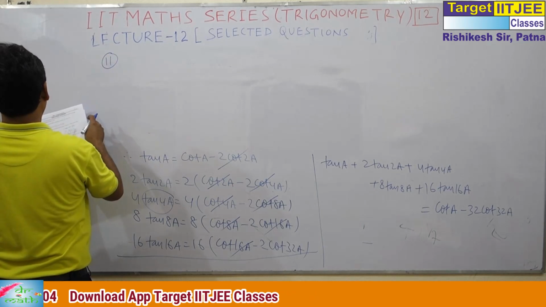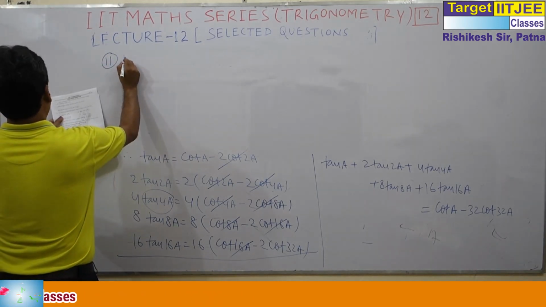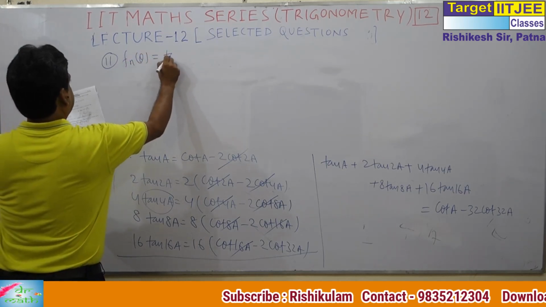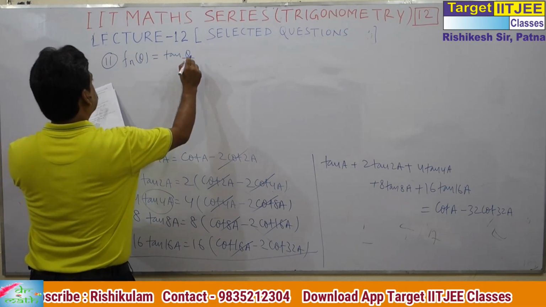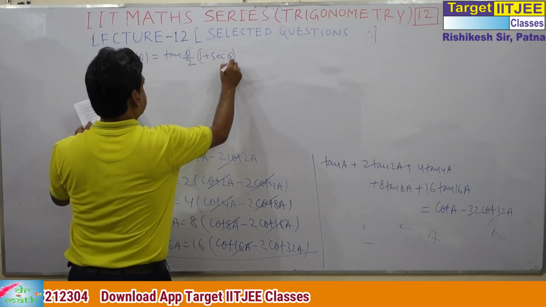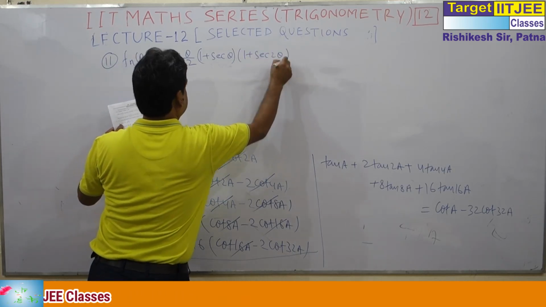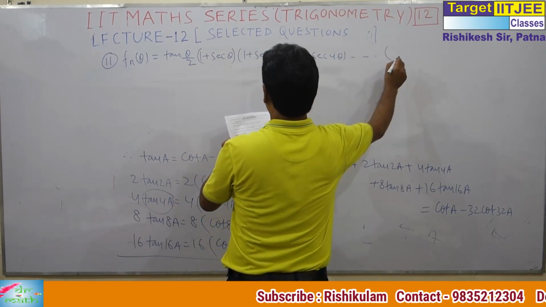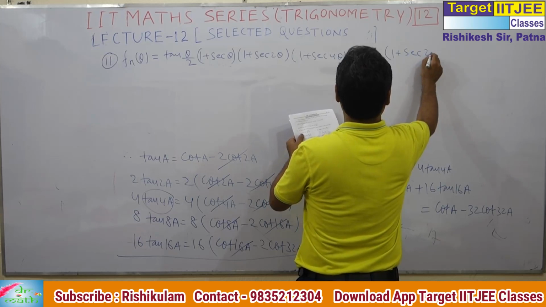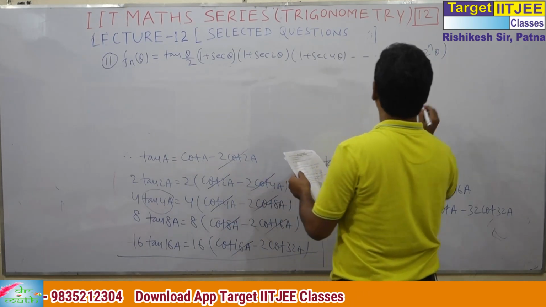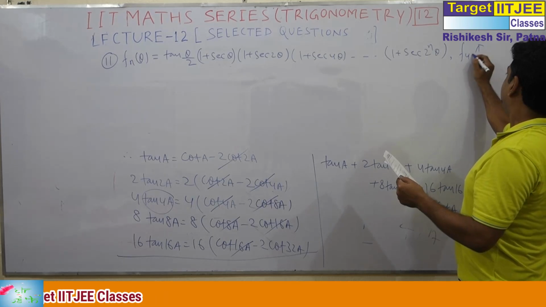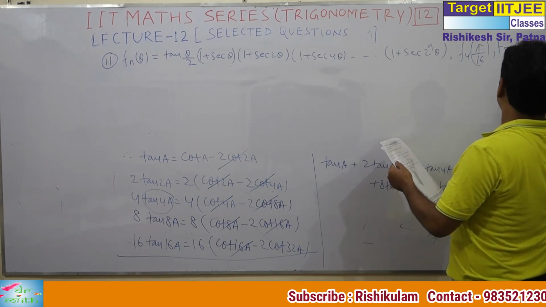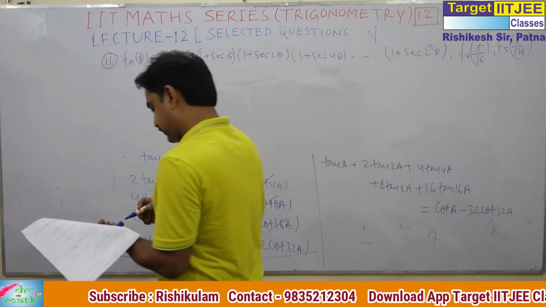Question number 11. For a positive n, f_n(theta) is given as tan(theta/2) into (1 plus sec theta) into (1 plus sec 2 theta) into (1 plus sec 4 theta) up to (1 plus sec 2 to the power n theta). We have to find the value of f_4(pi/16) and f_5(pi/128). Actually this question was asked in IIT way back.